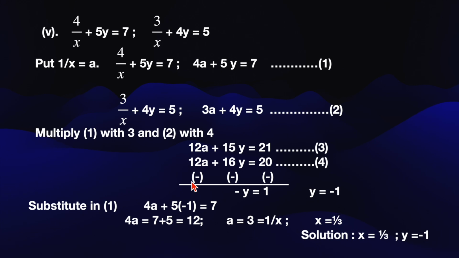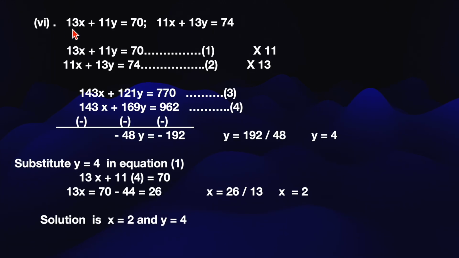Now if you add, this will cancel. 15y minus 16y is minus y. 21 minus 20 is 1. So minus y is equal to 1, y is equal to minus 1. Substitute this in any one of the equations. You get the value of a as 3. Now a is actually 1 upon x. So x is equal to 1 upon 3. You have to flip it over. So this is the solution.